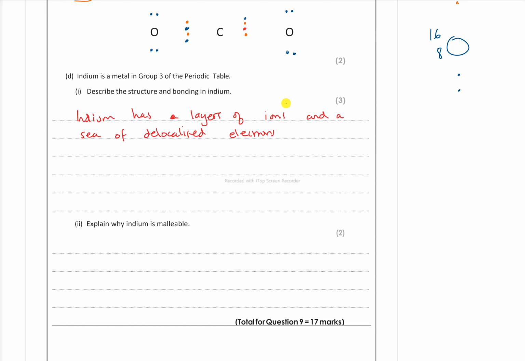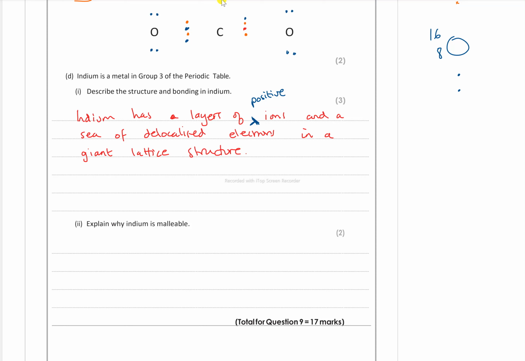Right, I would put here positive ions just to make it exact. Ions is too vague. So you've got indium has a layer of positive ions and a sea of delocalized electrons in a, you can say, lattice or giant lattice structure. There you go. And what's holding it all together is the electrostatic forces of attraction.